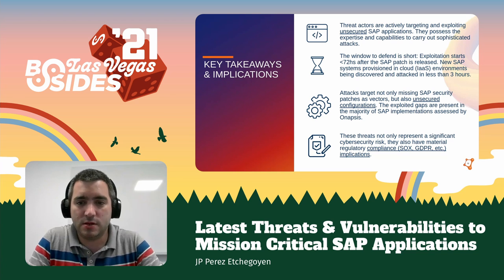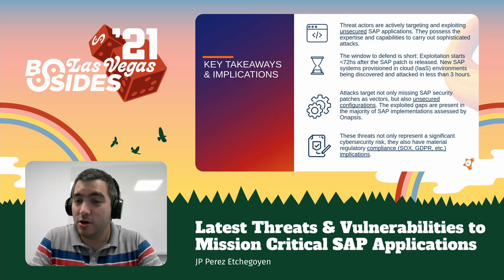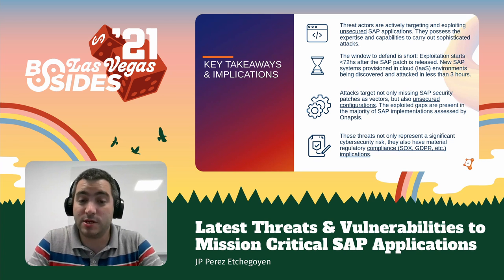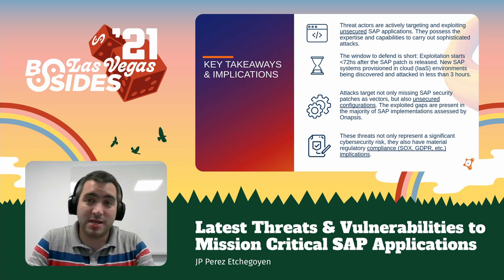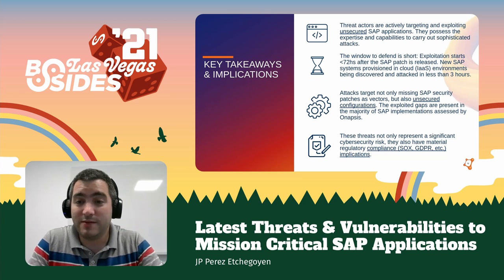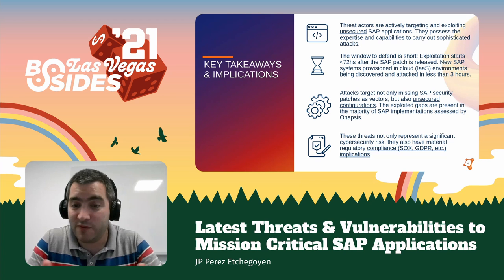So in reality, it's everything and anything that can be used to target an SAP application is going to be used. And these toolkits are being built on top of the known vulnerabilities, but also the vulnerabilities for which there are no publicly available exploits yet are still being used. So we can talk about a vulnerability that is 10 years old, as well as a vulnerability that is a few days old.